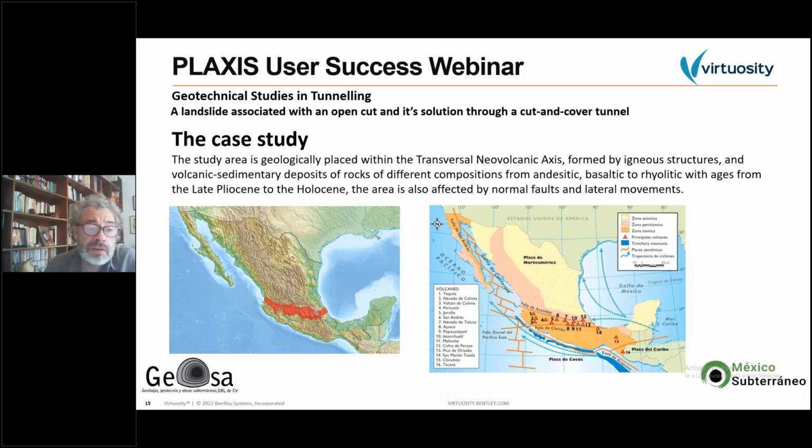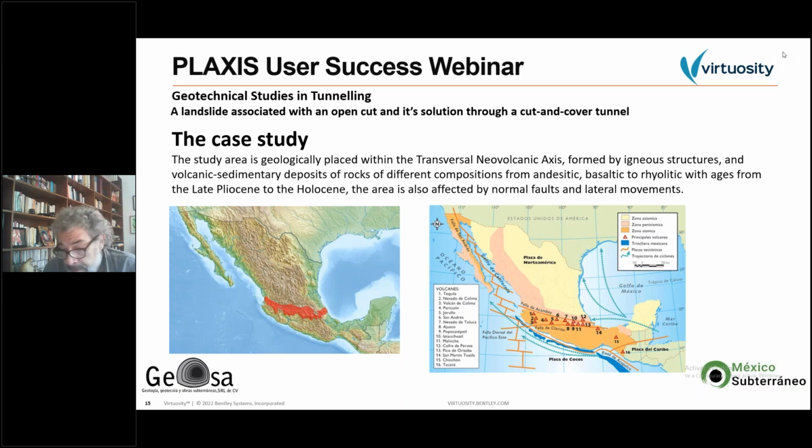So in regards to geology, in Mexico we have this volcanic system, which is called the Transversal Neovolcanic Axis, which is formed by igneous structures and many types of deposits. Because first we had sedimentary formations, and after that we had all this volcanic activity that created this band, which is colored red in the left image. And in the right image, we can see the basic tectonic structures of this part of Mexico.